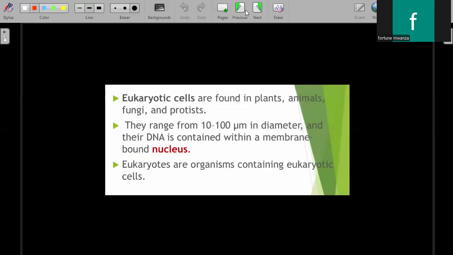Then for eukaryotes, like we've mentioned, they have a nucleus which will contain the DNA, which is the genetic material of a cell. So you're going to find it in the nucleus. Good examples of eukaryotic cells are the plant cells, the animal cells, and the fungi. Those are good examples of eukaryotic cells.